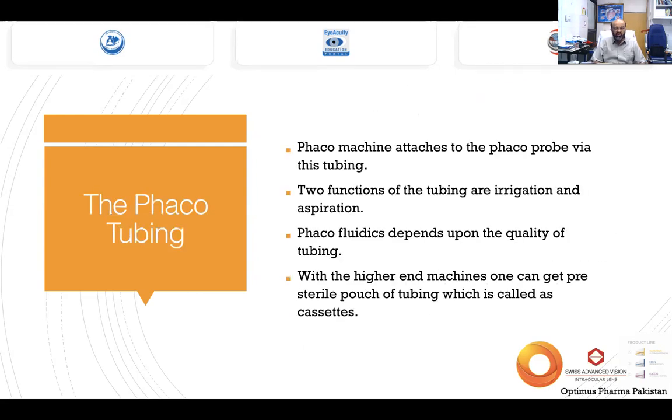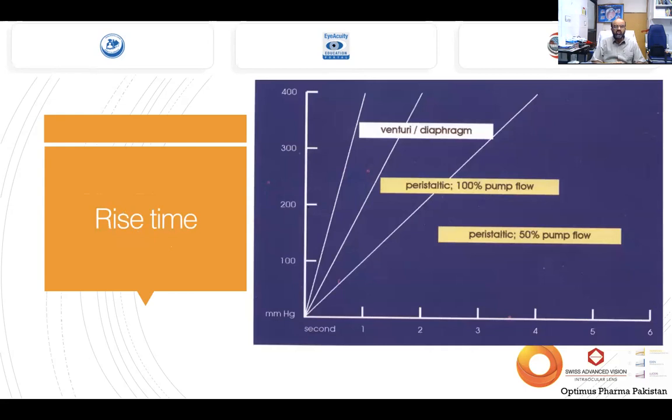So this Phaco handpiece is connected to the machine with the help of a special tubing, which carries a very important role. The quality of tubing is very important because in vacuum generation and during the passage of the fluid, aspiration and irrigation both, the quality of the tubing should be good. It should not collapse or expand under pressure. So that's why special tubings are used, and they have made the control and life easy for Phaco surgeons. So this is the rise time. As you can see, in a peristaltic pump, it is gradual, and in a venturi pump, it rises very rapidly.